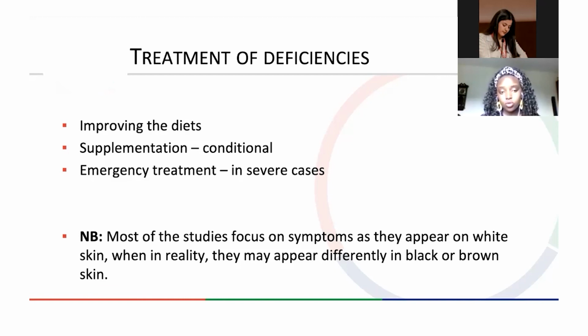And for situations where it's severe, for example, you could have a person who has anemia and their hemoglobin count is definitely low. So they'll need something like a transfusion, which is considered an emergency treatment to help in managing a deficiency. Again, just like my colleague said, most of these research studies or the photos that you've seen show symptoms as they appear on white skin, while in reality they may appear different in people with black or brown skin. Next slide, please.